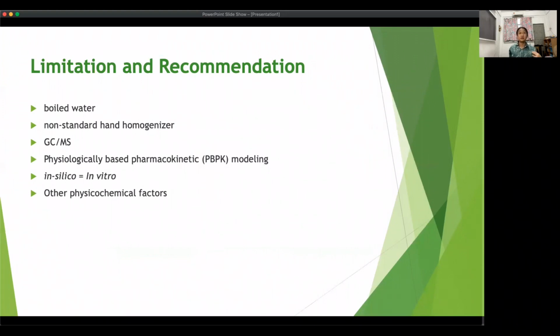To further understand the solubility and absorption of VCO and VCE in the human body, PBPK modeling can be done. Also, the in silico modeling is only a preliminary study, so in vitro, which means laboratory research, is more recommended. Other physicochemical properties not done in this study can also be examined, such as zeta potential, rheology, and even the microscopic view of the VCE and VCO.